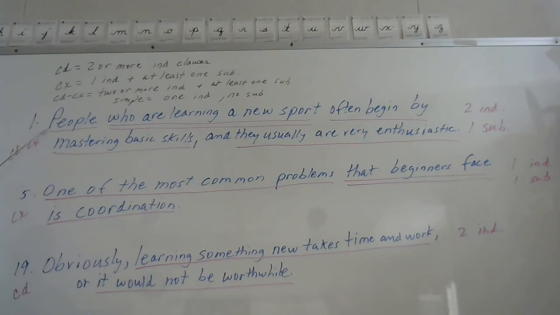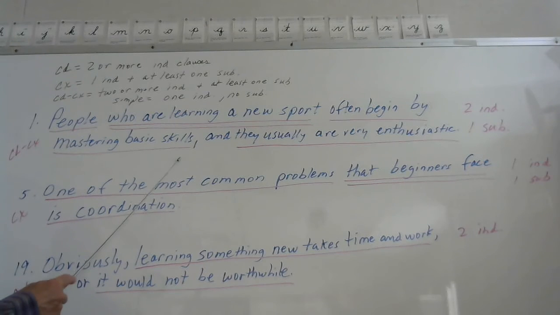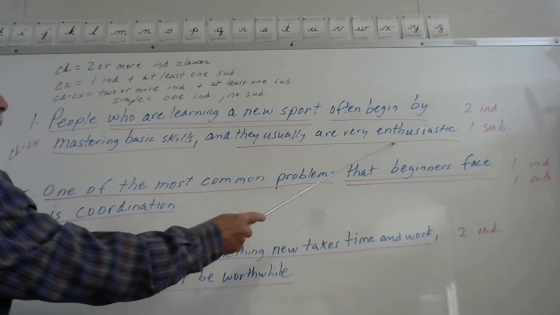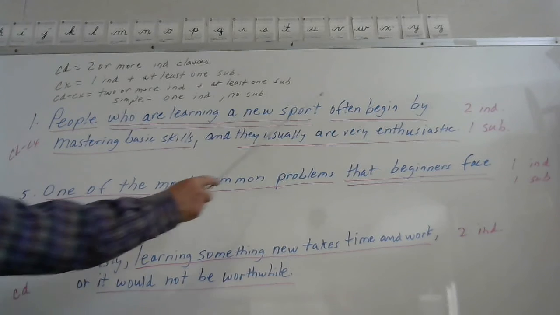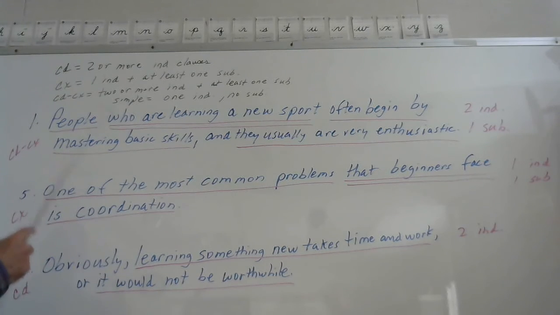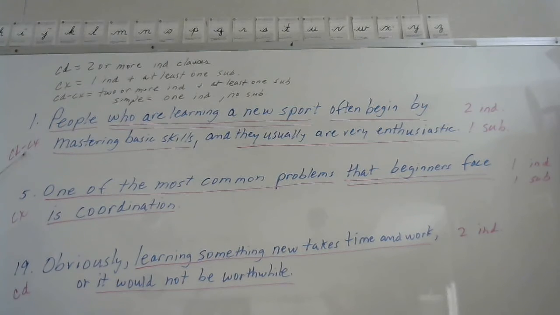So I did sentence one. People who are learning a new sport often begin by mastering basic skills, and they usually are very enthusiastic. Okay, so here's my sentence. People often begin by mastering basic skills. There's one independent clause. They usually are very enthusiastic. That's my second independent clause. My subordinate is an adjective clause describing people who are learning a new sport. So it follows. It has two independent, one sub, so it's compound complex.